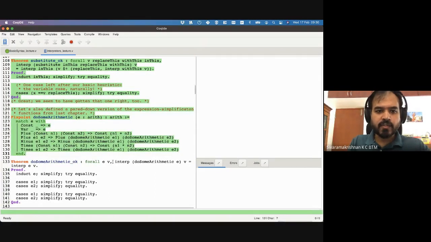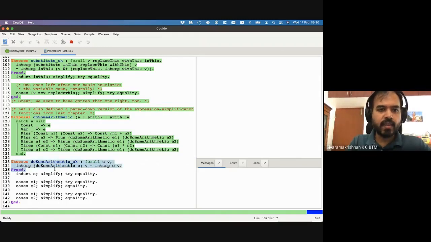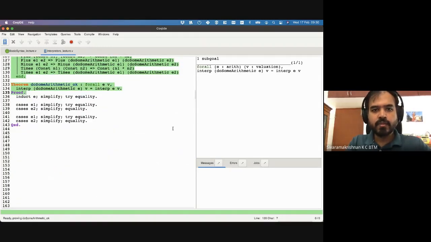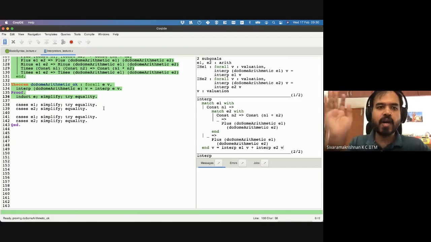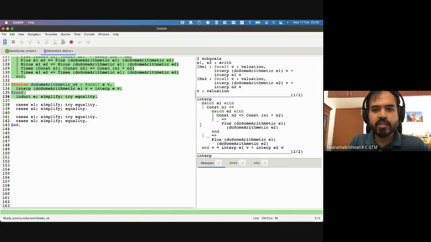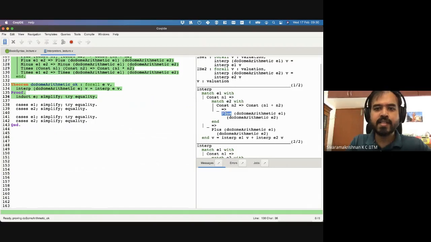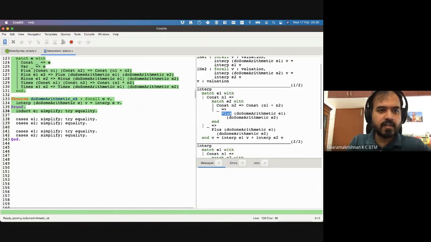So if you interpret the original expression, that is the same as interpreting the constant folded expression. I mean, we expect this to be true. Let's see whether the proof goes through. So again, we are going to induct on the arithmetic expression. We simplify and try equality. That has gotten us past all of the simple cases. We are left with two interesting cases: one for plus here, and one for times.